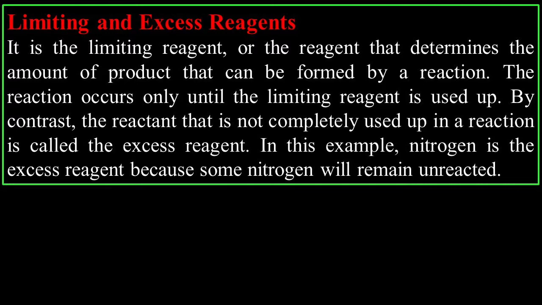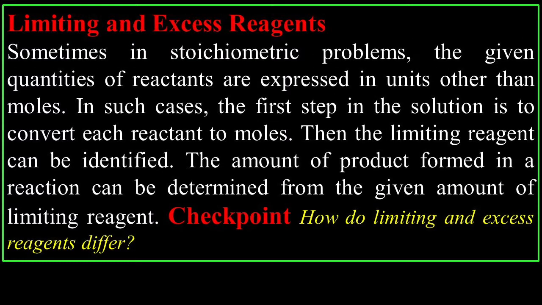It is the limiting reagent, or the reagent that determines the amount of product that can be formed by a reaction. The reaction occurs only until the limiting reagent is used up. By contrast, the reactant that is not completely used up in a reaction is called the excess reagent. In this example, nitrogen is the excess reagent because some nitrogen will remain unreacted.